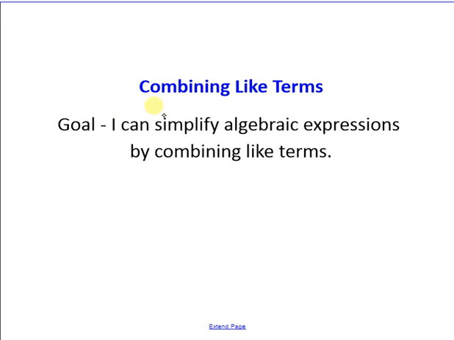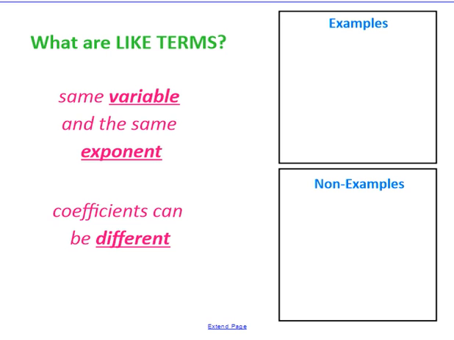In this lesson, we are going to talk about combining like terms. With combining like terms, we're going to take the expressions that we've been making with distributive property and everything else that we've been doing, and we're going to make them as small as we possibly can. We're going to simplify them by combining like terms, and we're going to talk about what like terms are. So what are like terms?